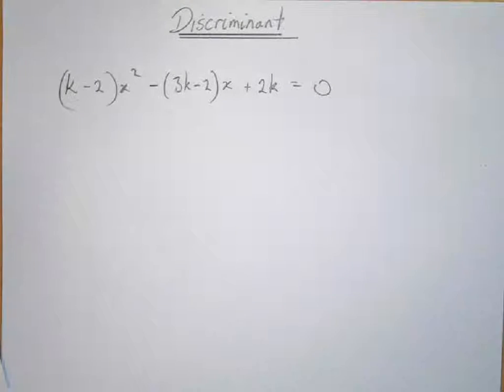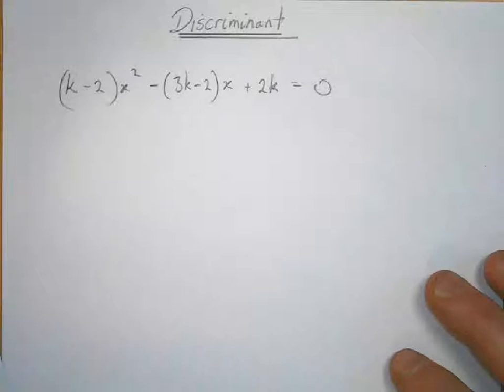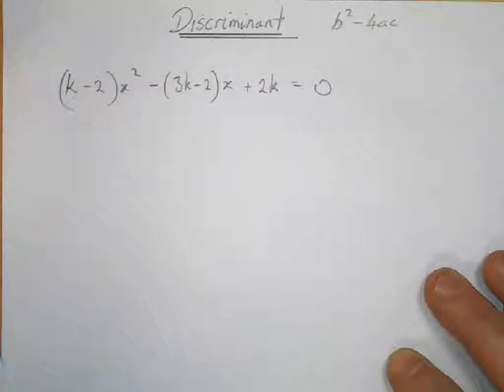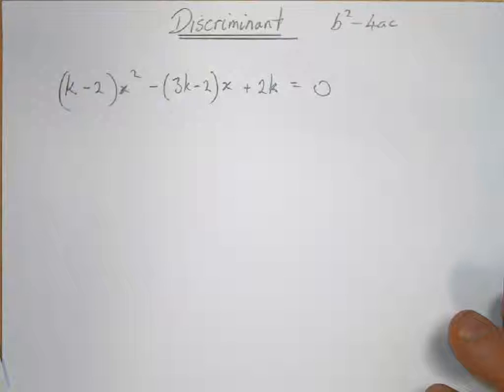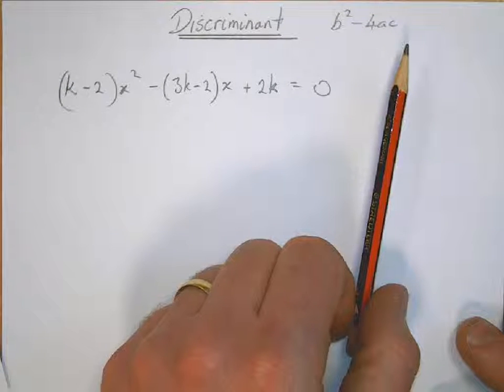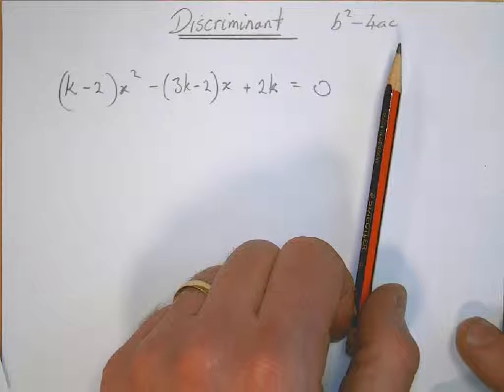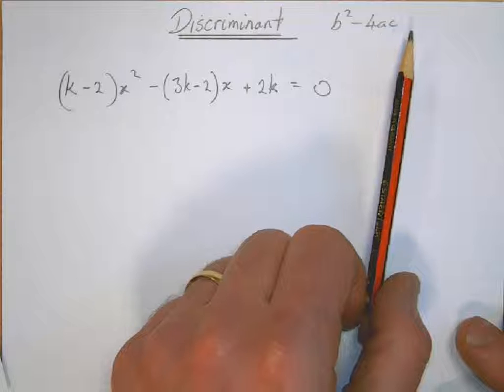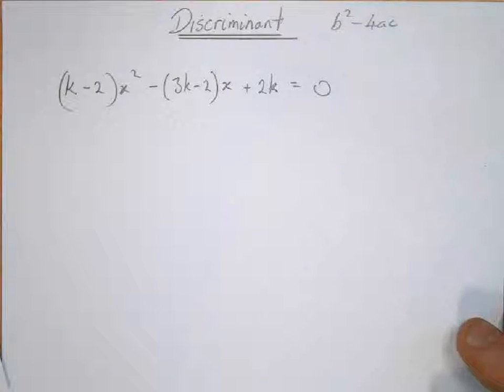The aim of this tutorial is to help you with the discriminant, and the discriminant, just to remind you, is b squared minus 4ac. And you've got three possibilities for the discriminant. If it's greater than 0, it means there's two real roots. If it equals 0, that means there's one real root. And if it's less than 0, that means there's no real roots.